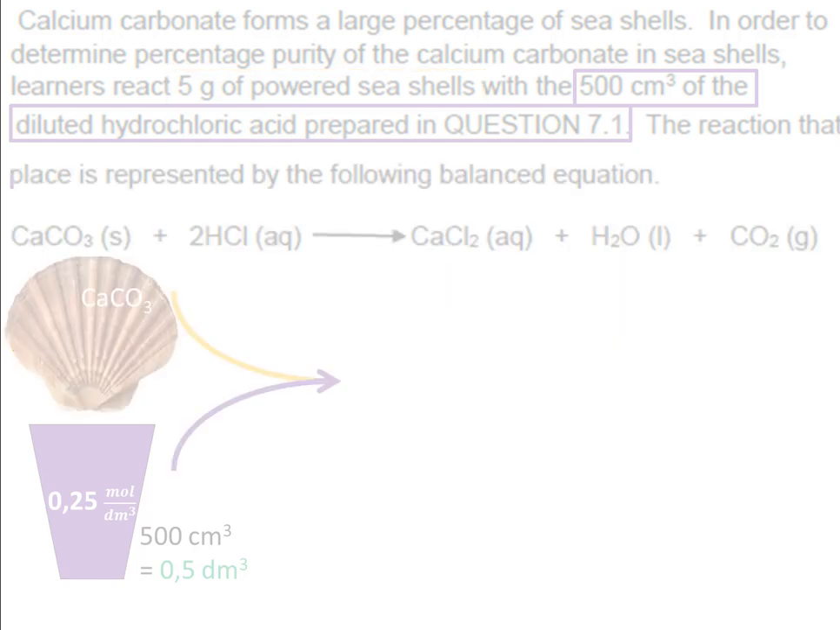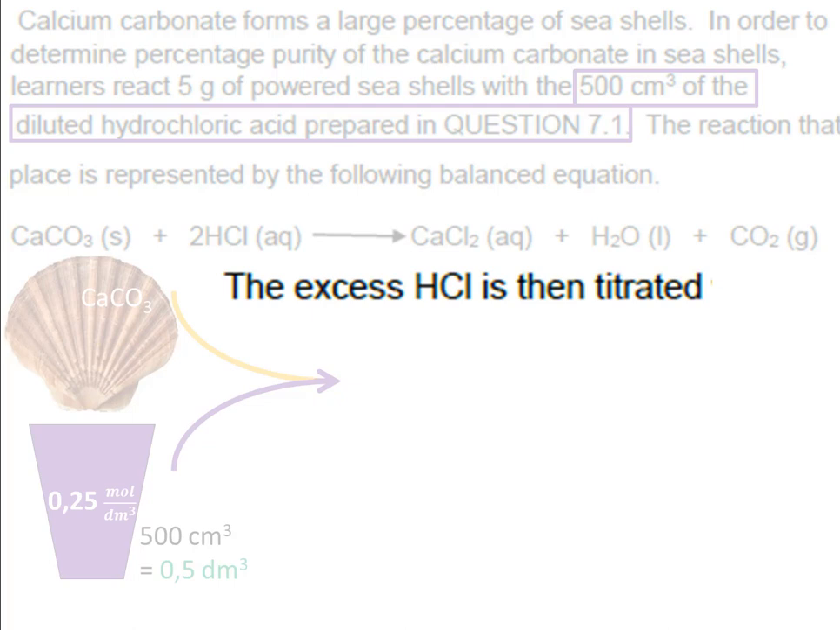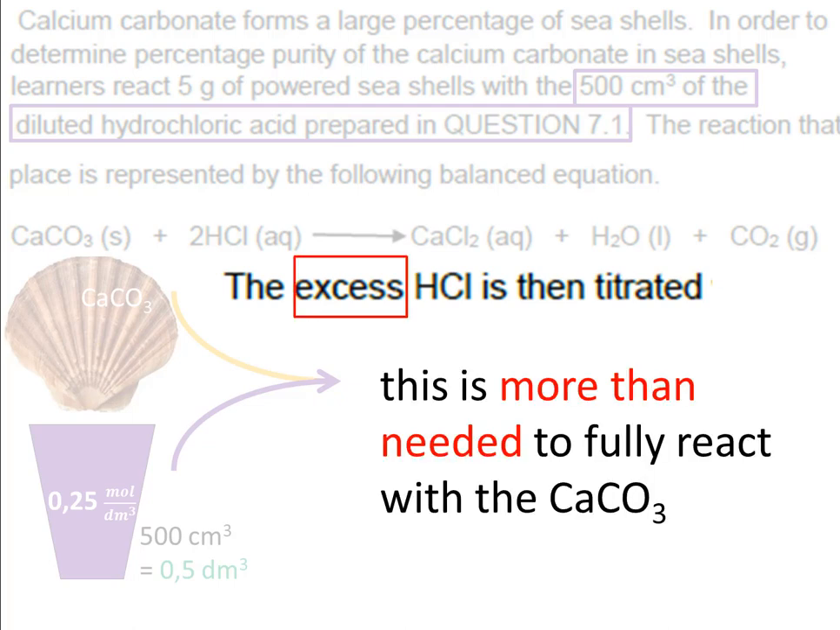The question goes on to tell us that the excess HCl is then titrated. This word excess tells us that there is more HCl in that 500 centimeter cubed HCl than what is needed to fully react with the calcium carbonate in the shell. How much HCl is in the 500 centimeter cube diluted HCl solution? We've already calculated this. 0,125 mole HCl. Look back to the previous question to remind yourself of how this was done.